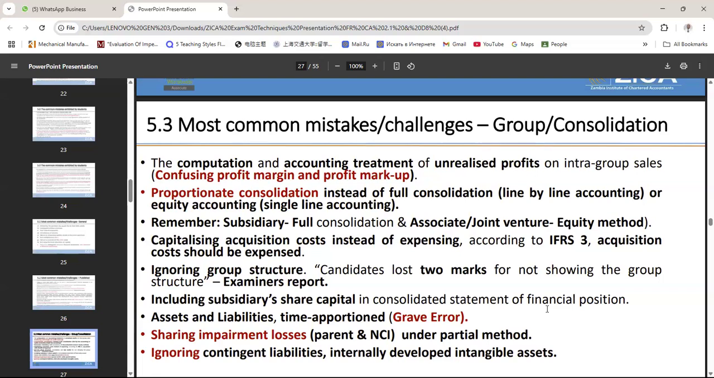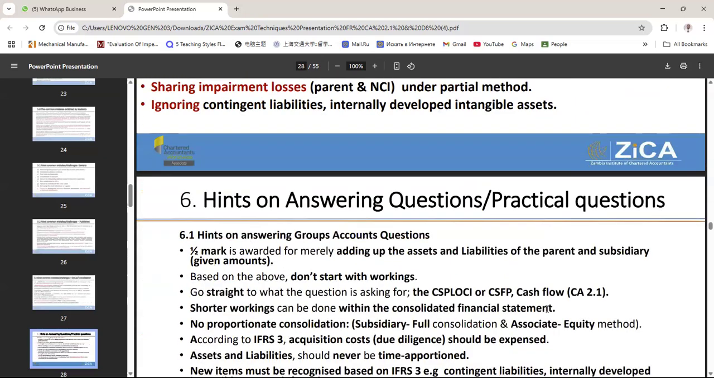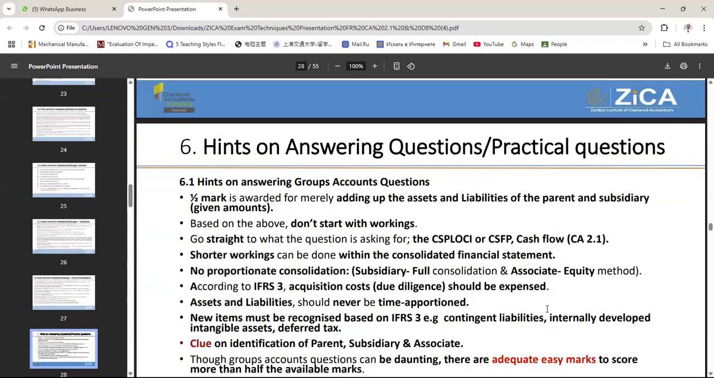What's the meaning here? You may find the subsidiary, you add it only for 6 months. Please, the financial position will say "as at", so simply pick assets and liabilities. Where you are supposed to time apportion are income and expenses. Then take note, if there will be impairment, if it's the full method, you share. If it's proportionate, you give the entire impairment loss to the parent.